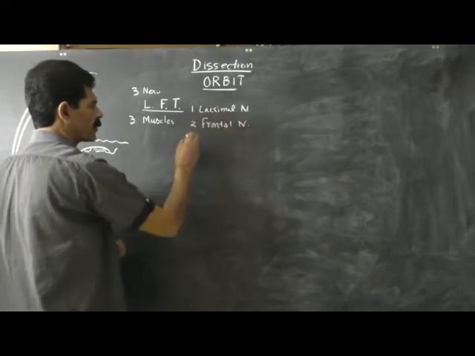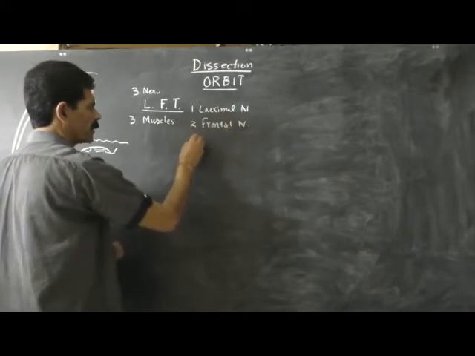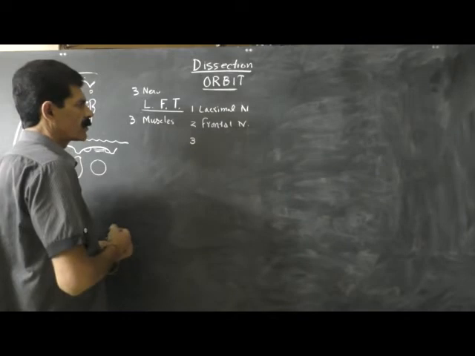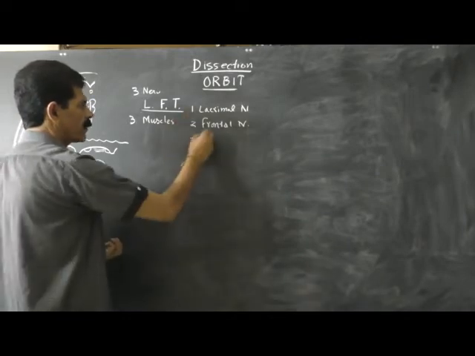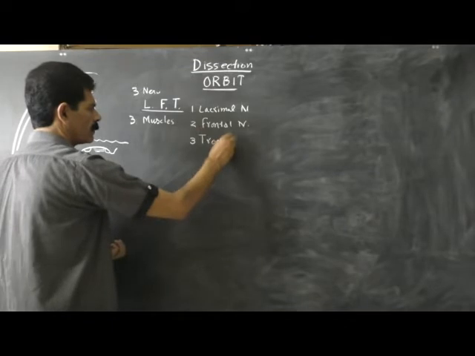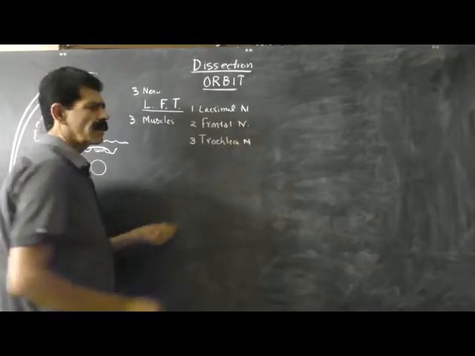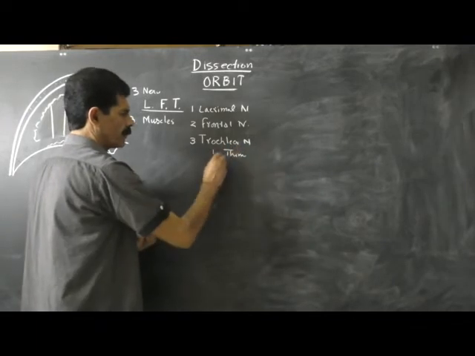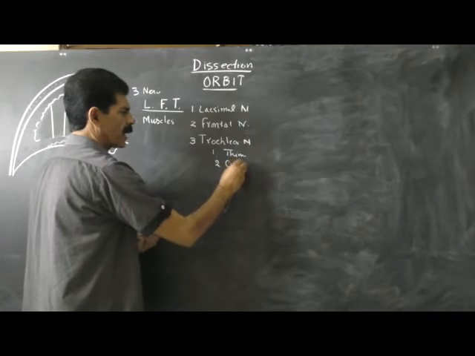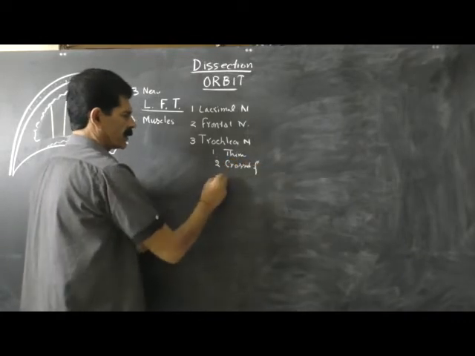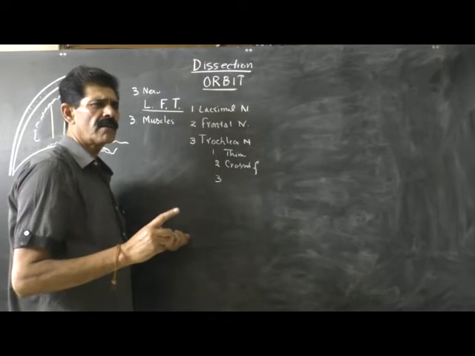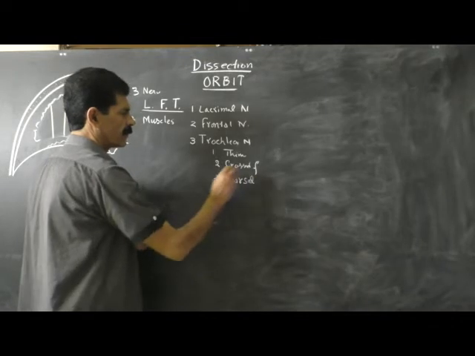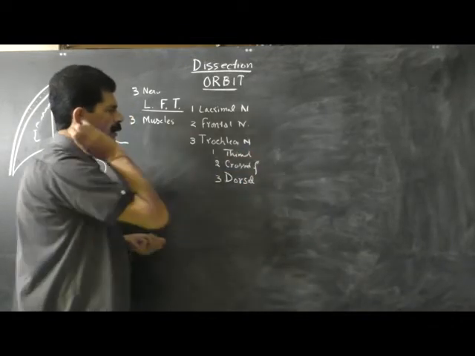Frontal nerve will also be a branch of the ophthalmic division of the trigeminal nerve. Lacrimal nerve is a branch of the ophthalmic division. T stands for trochlear nerve. So trochlear nerve has got three specialties. Number one, it is the thinnest cranial nerve. Number two, it has crossed fibers. Third, it is the only nerve out of the 12 cranial nerves which arises from the dorsal surface of the brain. So these are about the trochlear nerve.